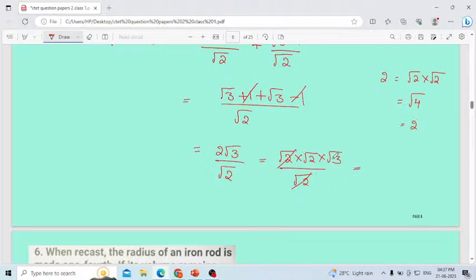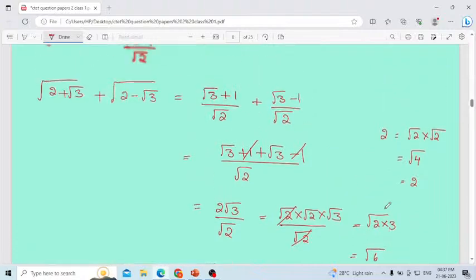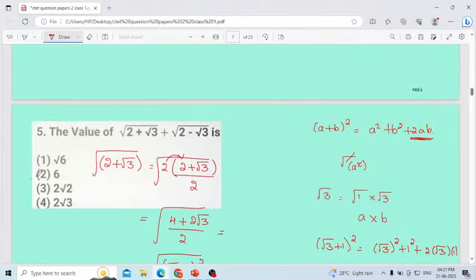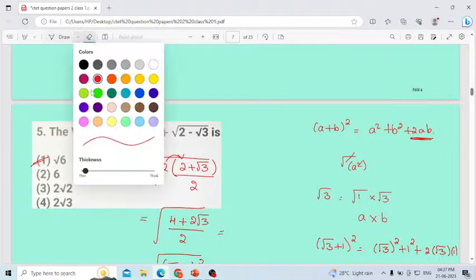When you have the same square root, you can multiply the numbers 2 and 3. Then you will get square root of 6. Then your answer, root 6, is the correct answer. First one is the correct answer, not the second one. Sorry.